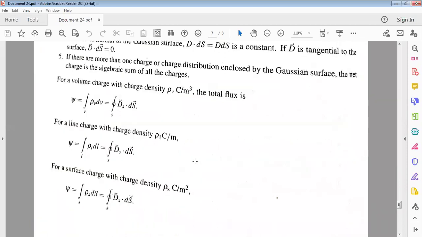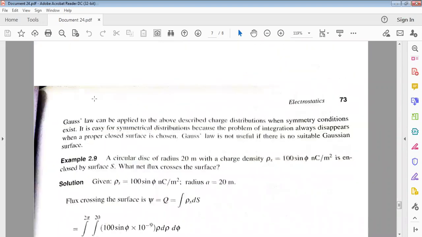Similarly, for surface charge density, psi equals the surface integral of rho s dS, which equals the closed integral of D dot dS. Of course, all three are the same. So see here: volume to surface, line to surface, surface to surface. Remember that point.